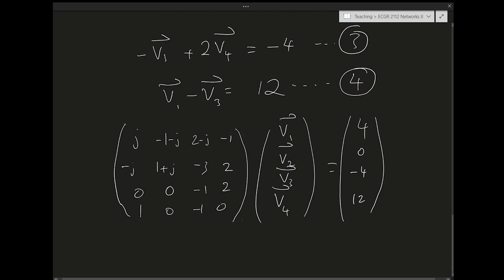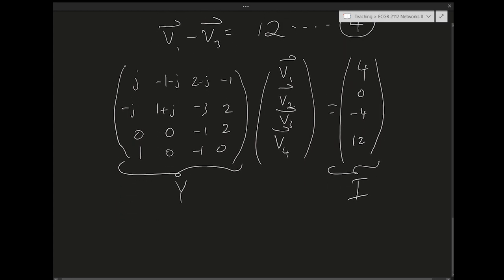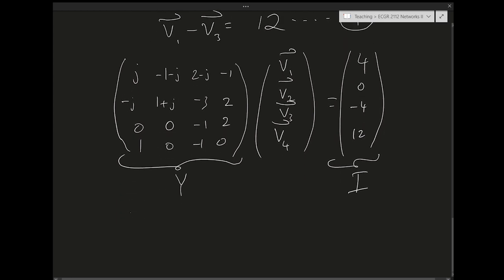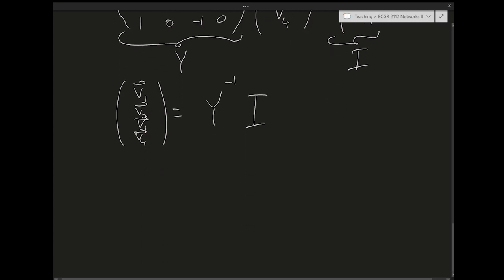Right, the next step, so this matrix, we can call it y. This matrix, we can call it I, and then the next step is to find the inverse of this matrix. So in this case, V1, V2, V3, V4 just equals the inverse of y times I, and that will give us the values. So we can go to MATLAB and solve this.